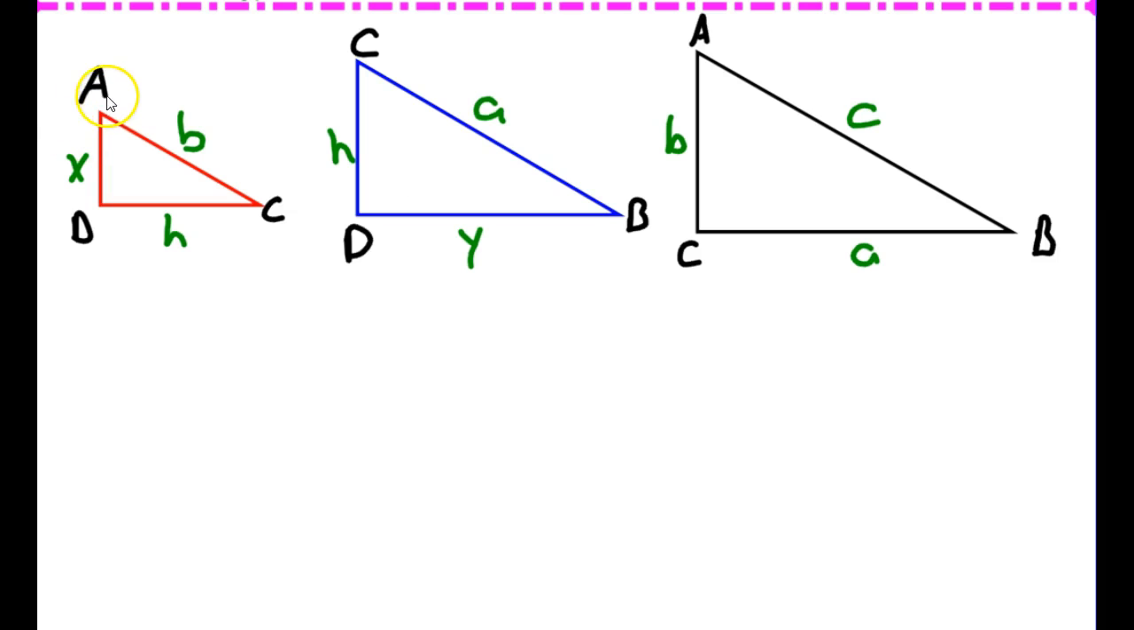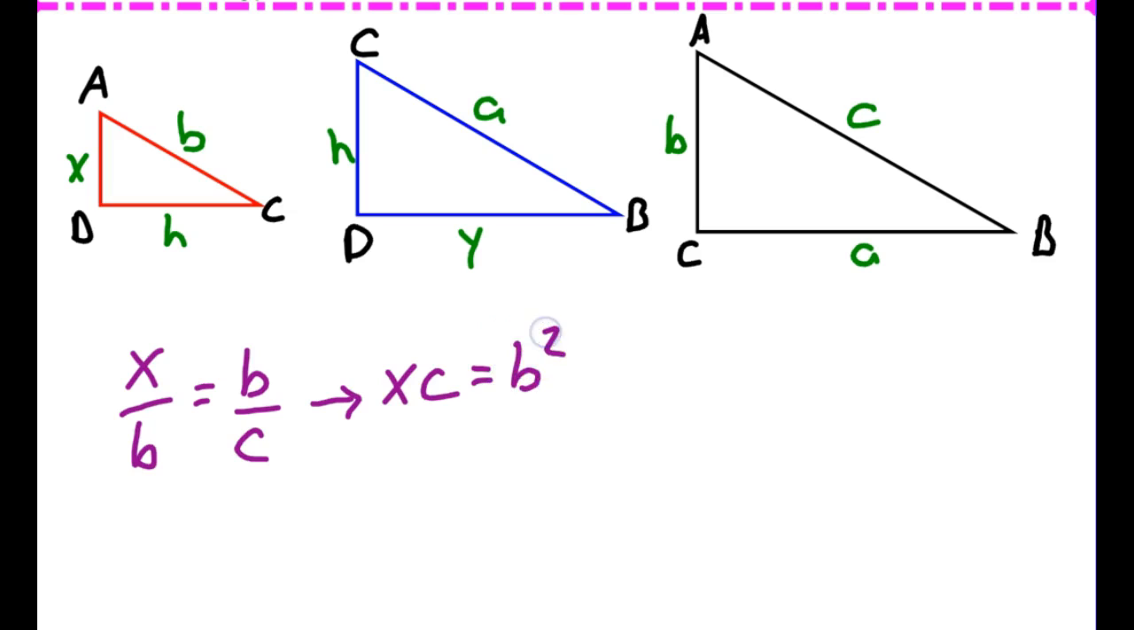First, I'm going to compare triangle ACD to triangle ABC. So if I take x over b, so I take the ratio of the shorter leg to the hypotenuse, that will be equal to the ratio of b to c. So this will be equal to b over c, which if we cross multiply, we take x times c, and that will be equal to b times b, which is b squared.